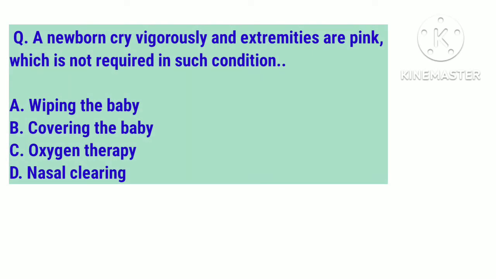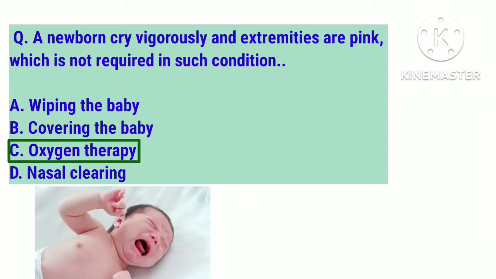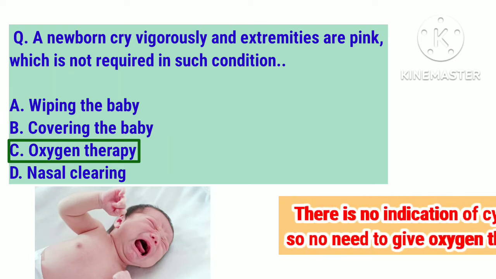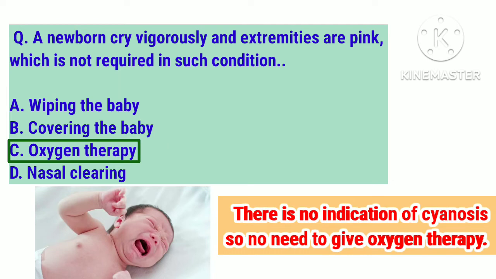A newborn cries vigorously and extremities are pink, which is not required in such condition? A. Wiping the baby. B. Covering the baby. C. Oxygen therapy. D. Nasal clearing. And the correct answer is C. Oxygen therapy. In case of newborn's vigorous cry and pink extremities, there is no indication of cyanosis, so no need to give oxygen therapy.